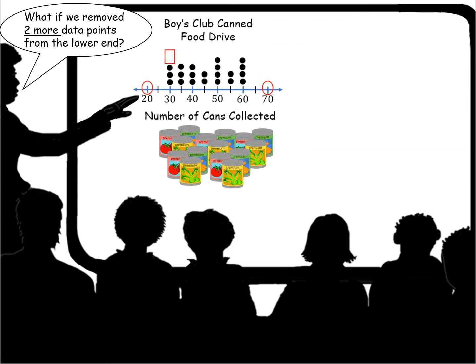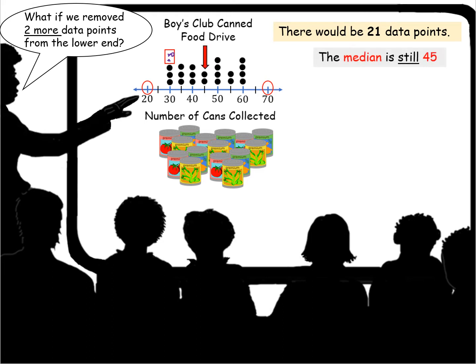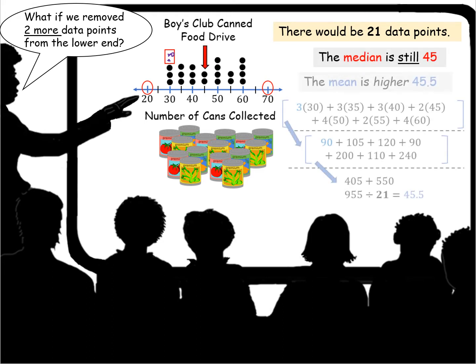Now what if we remove 2 more data points from just the lower end? So we had 2 points right in here, and we took those 2 out. Well, now we would have 21 data points, and the median is still 45. The mean is higher though, comes out to 45.5. Not a lot higher, but it is higher.